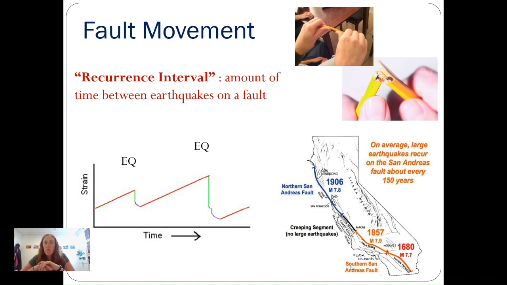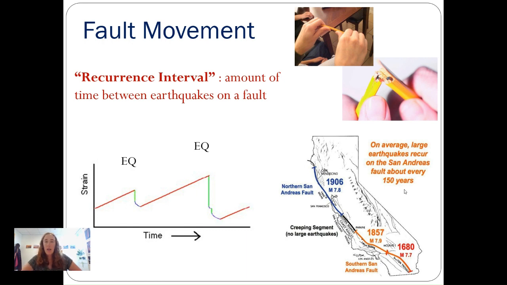Basically, every large fault or tectonic boundary system that we have has estimates of how often earthquakes occur on those faults, and that's built into risk models and things like that. For example, for the San Andreas Fault in California, on average, its recurrence interval is 150 years, so they expect a very large earthquake to happen in San Francisco or on the San Andreas Fault every 150 years.